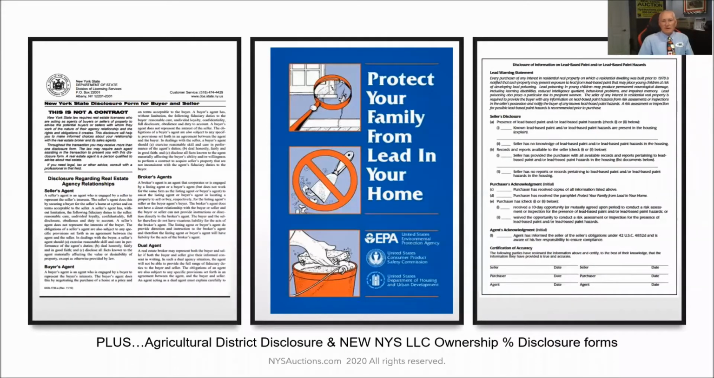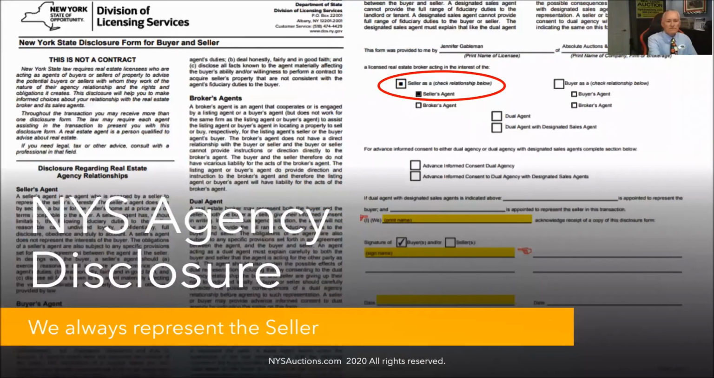There are a series of required forms that you will also fill out. On the left, we use the New York State agency form. On the right side is the federal lead paint disclosure form, and in the middle is the federal lead paint booklet. We'll look into these a little further in just a second. You'll also be signing the agriculture district disclosure form, and new in New York State, for anyone registering an LLC, real estate transactions now require you to fill out a percentage ownership form. And we're going to go through these and let you see what they look like.